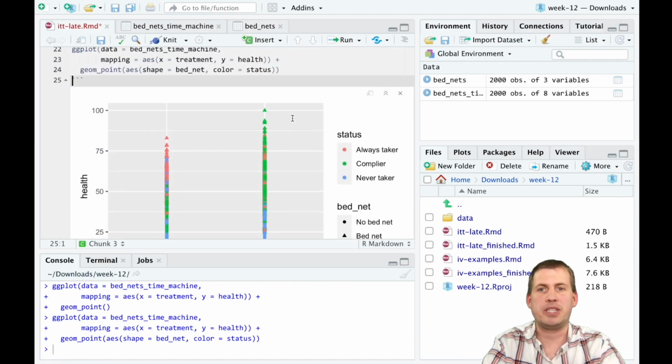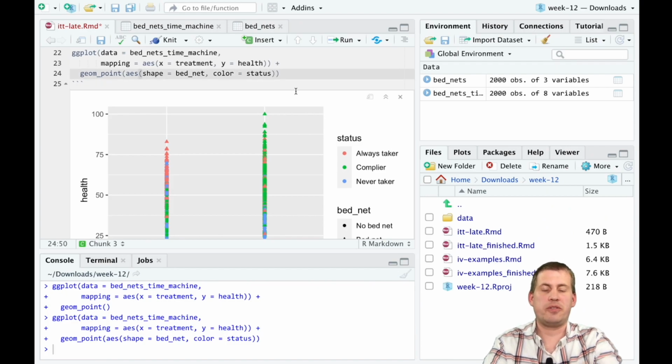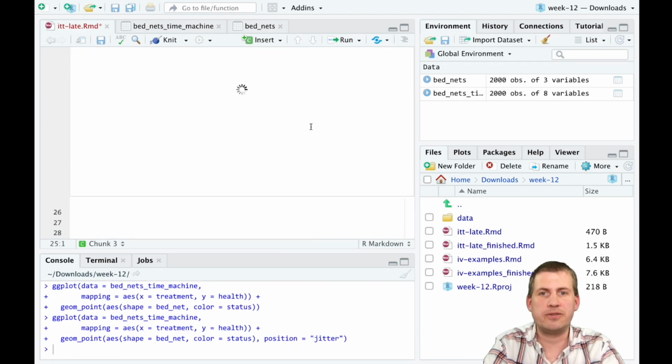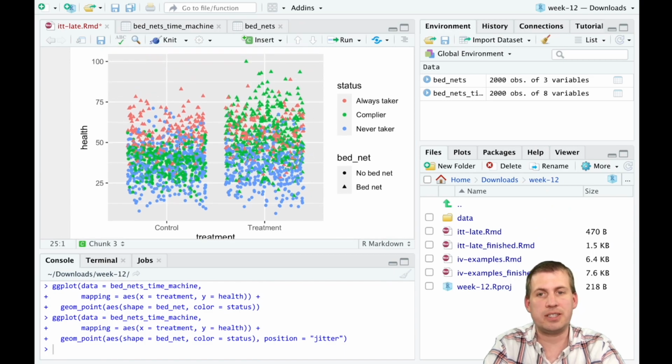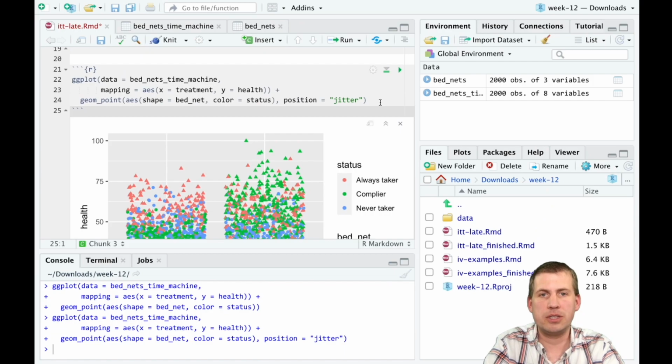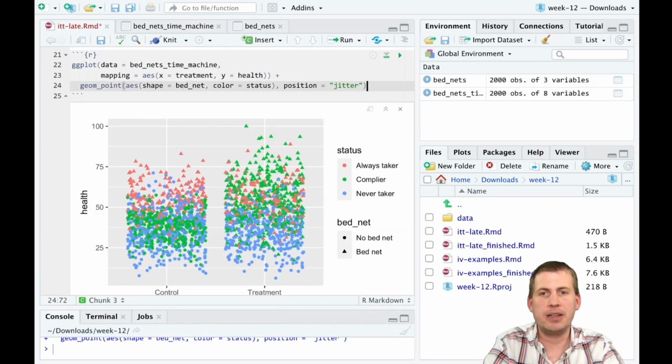They're all overlapping there. To get rid of some of that overplotting, we can jitter these things. So we can say position equals jitter. So now we should see a whole bunch of strips of dots like this. Hooray. One last thing we can do is, let's get this a little bit bigger. We're going to facet this by status.